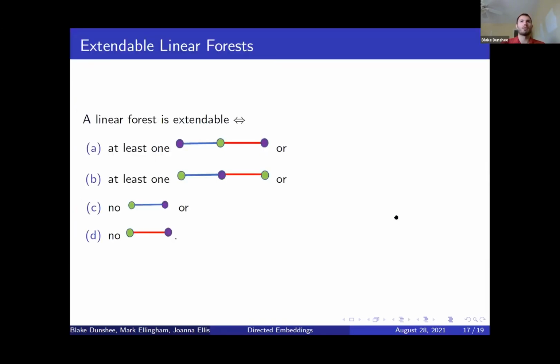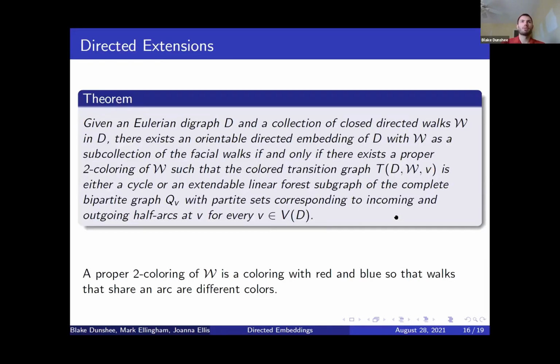So let me again remind you of the main results that we were able to complete here. We were able to show when a digraph with a collection of pre-specified closed walks is able to be extended into a full directed embedding. And we're able to do that in the general case and as well in the case where we want the directed embedding to be orientable.